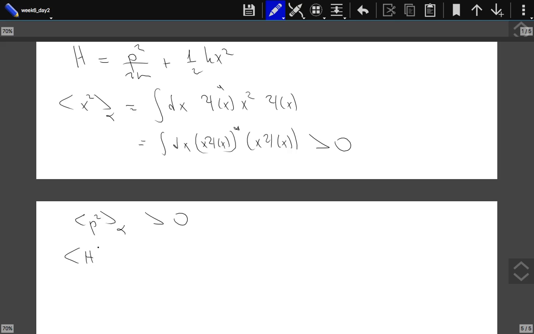But this means that the average of H in any ket alpha is always larger than 0. It can be larger than or equal, but you see, if it is to be equal, the wave function has to be exactly equal to 0. So the equality sign, I won't really have it. Unless psi is 0, there's no equality sign. So neither here. The average of H cannot be equal to 0.